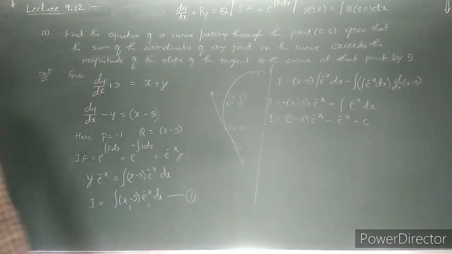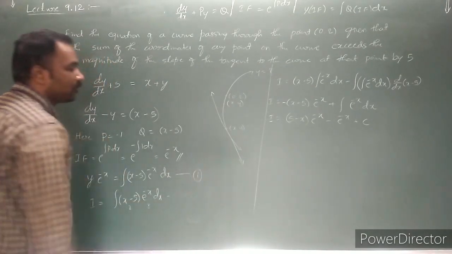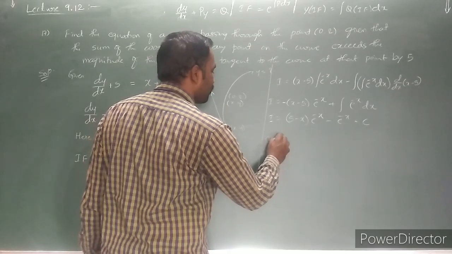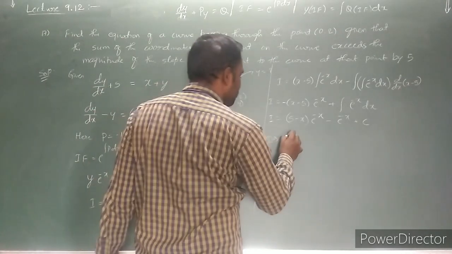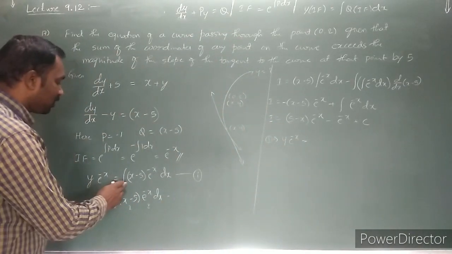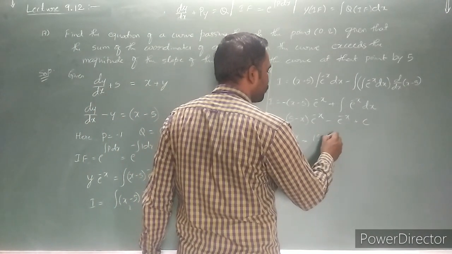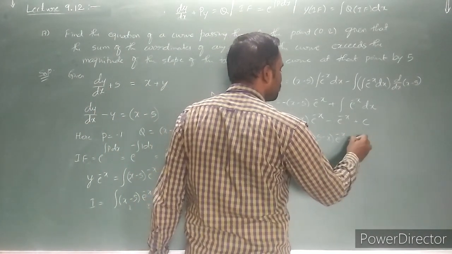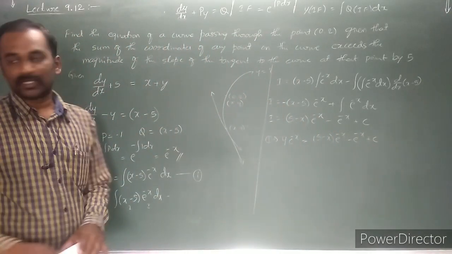In the equation number 1, what will we get? Equation number 1 inverse. So y into e power minus x is equal to integration of this function. That means (5 minus x) into e power minus x minus e power minus x plus c. This is called the general solution.